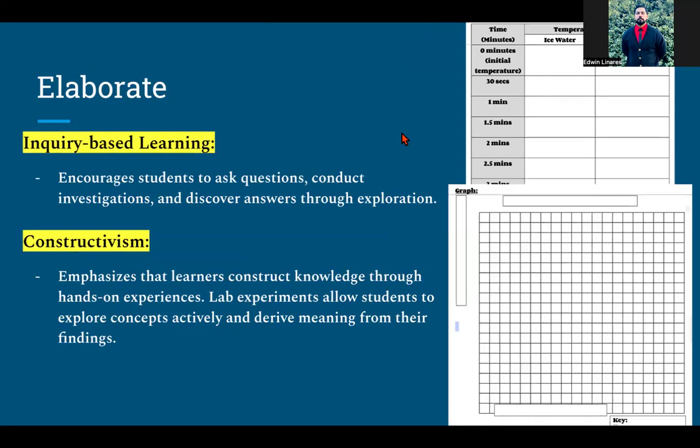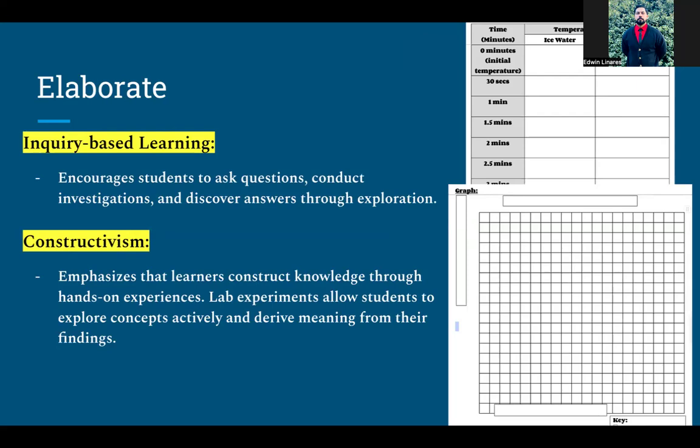During the elaborate phase, this is where students would be conducting a lab experiment. And this is also closely related, this is all about thermal equilibrium. So this lab would definitely enhance and encourage inquiry-based learning. And this inquiry-based learning would encourage students to ask questions, to conduct investigations, and discover answers through exploration.